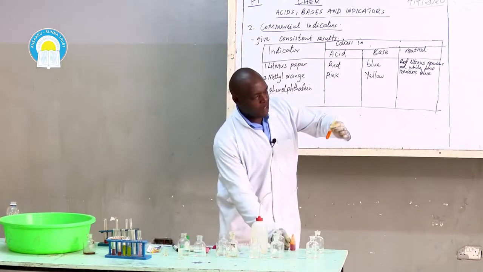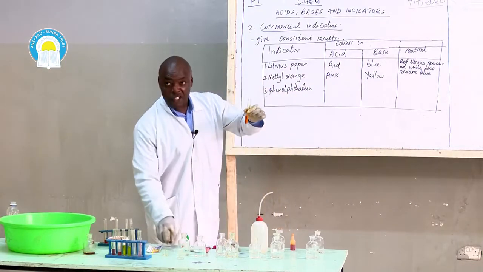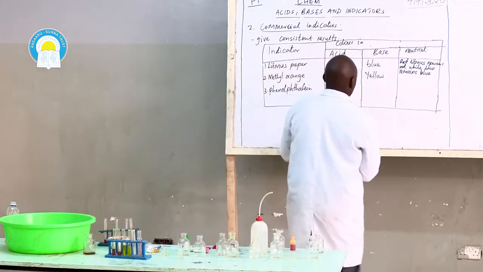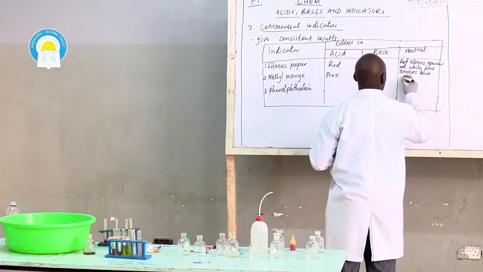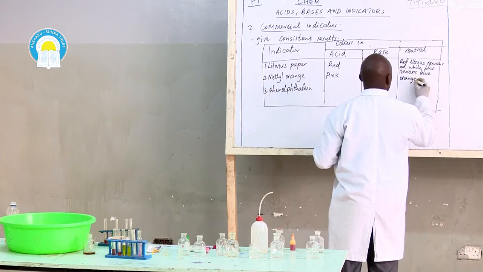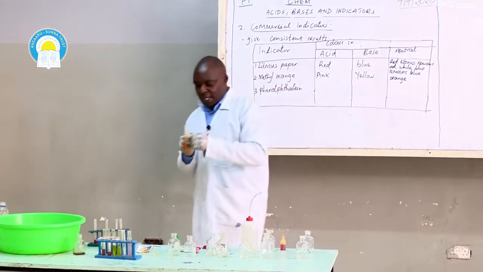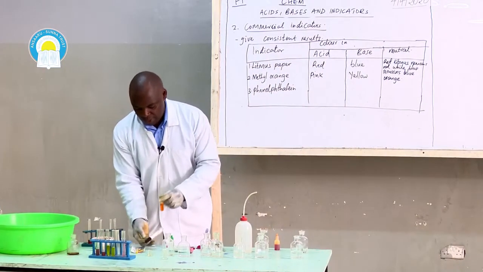So you see, in a neutral substance, methyl orange is orange in color. It's not yellow. It is orange in a neutral substance.